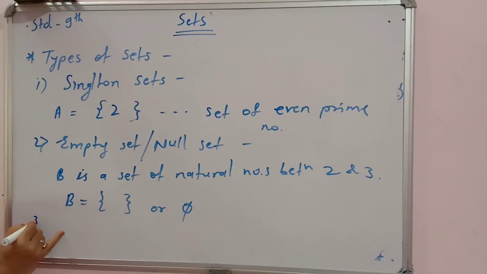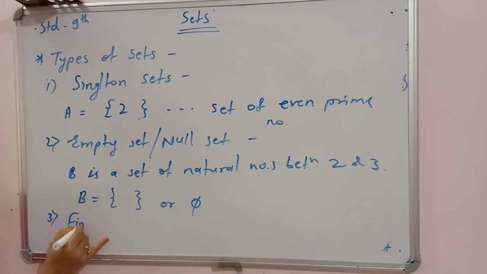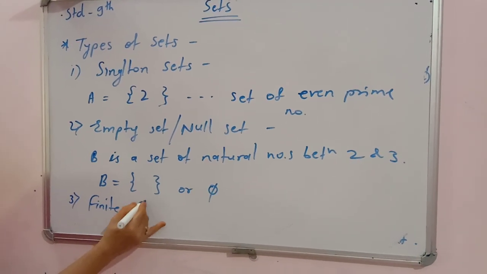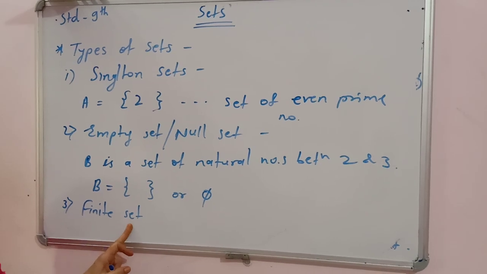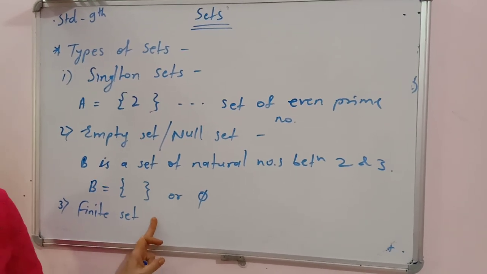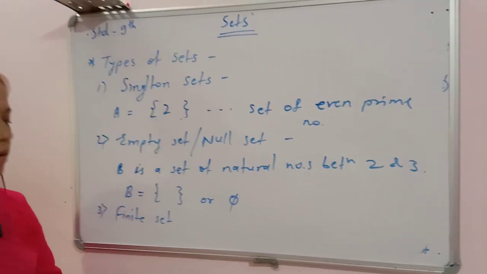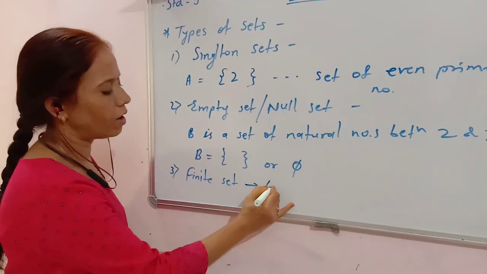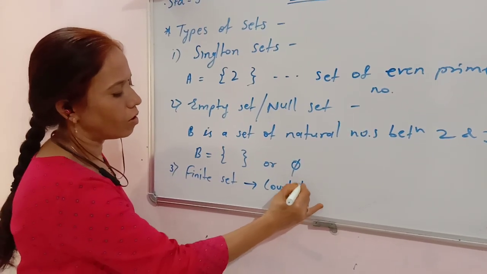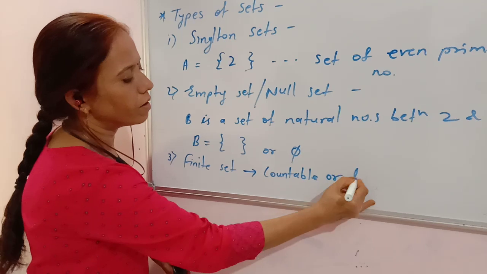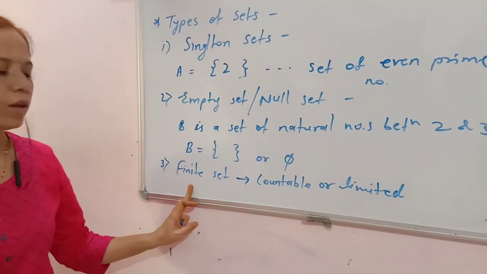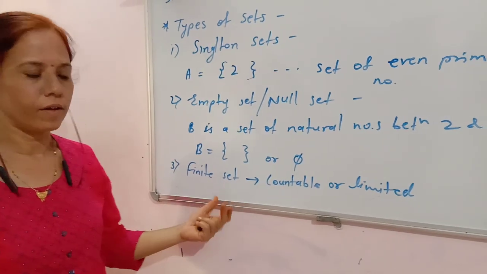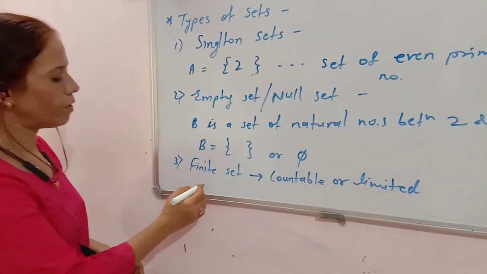Then our third set is the finite set. What is meant by a finite set? If the number of elements in the given set is countable or limited, then that set is known as a finite set. The meaning of the word finite is limited.